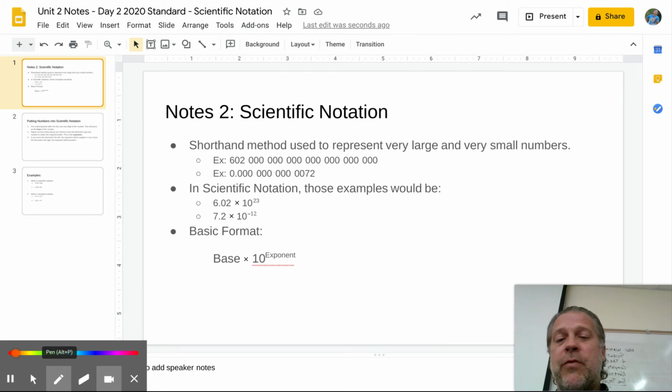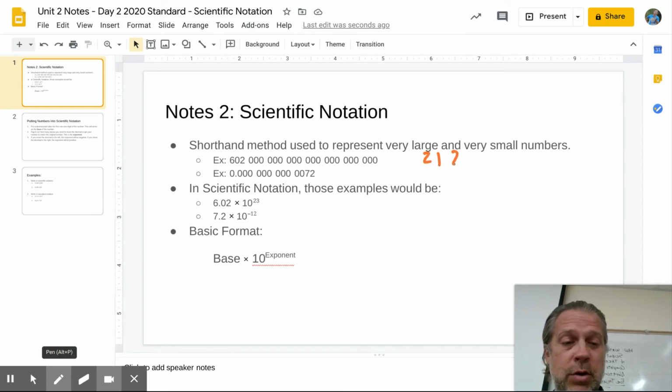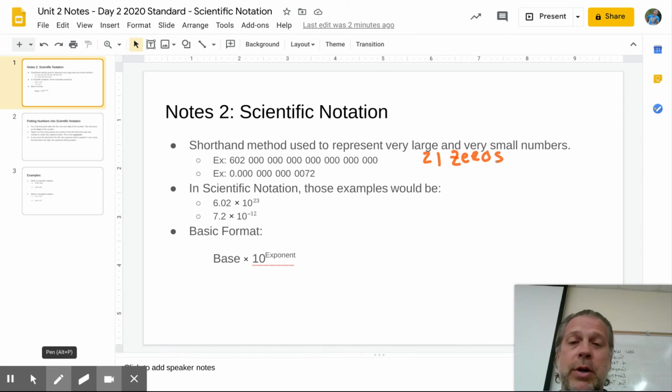So, for example, you might see below that we have the number 602, and that 602 has 21 zeros after it. And those 21 zeros are really important. Like, that's 602 with a lot of zeros after it. That is an incredibly large number, and that number is going to be really important in chemistry in the next month or so.